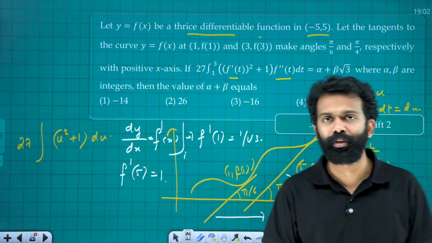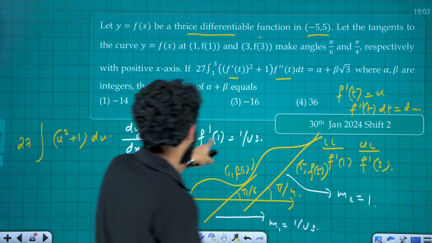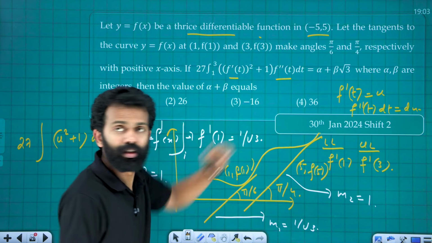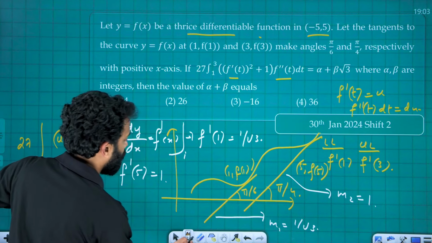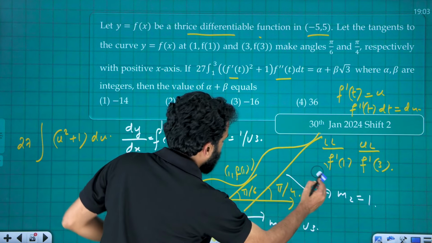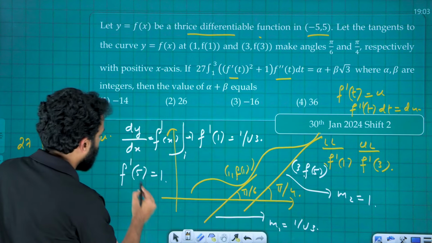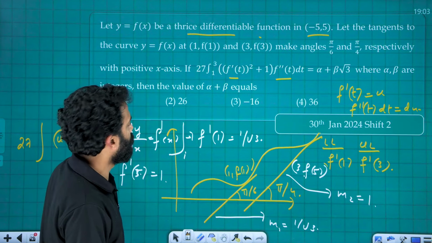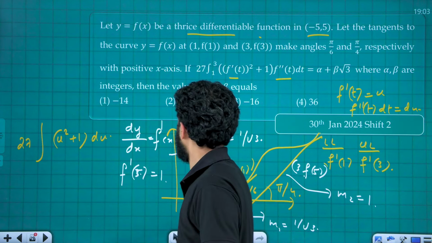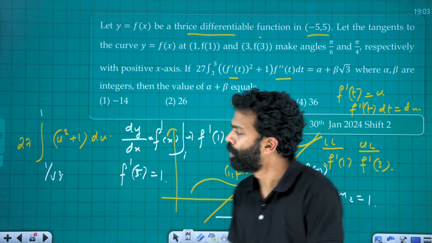See, what is f dash of t? That is equal to u, right? Therefore, what was the lower limit? 1. What is f dash of 1? F dash of 1 is 1 by root 3. And what is f dash of 3? That is 1. Sorry, not f of 5, it is f dash of 3. Okay, sorry, my mistake. Therefore, it will be f dash of 3, which is equal to 1. Okay. So, the corresponding lower limit and upper limit will be 1 by root 3 to 1. This will be 1 by root 3 and this will be 1. Okay. So, let's integrate this.